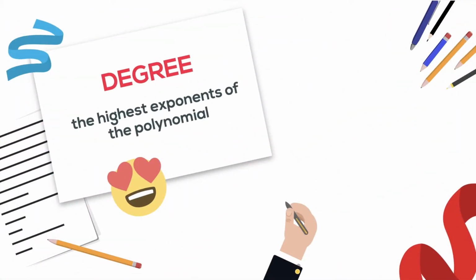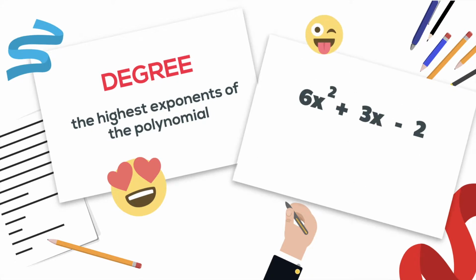Degree is the highest exponent of the polynomial. For example, 2 is the degree for the first one, while 9 is the degree for the second one.